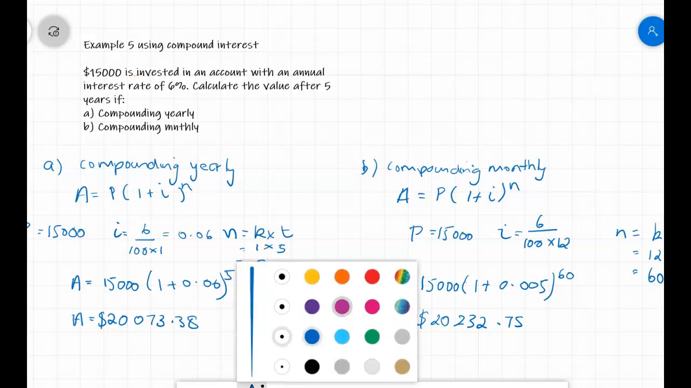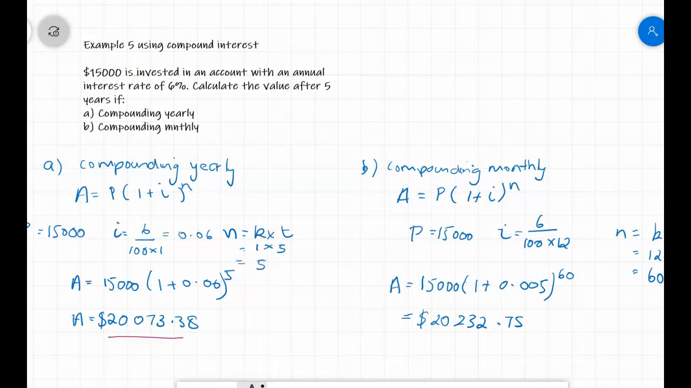So if I just slide back, see if we can get both of them in the screen, you can see that here, there are my two answers. So putting it in monthly compounding interest gives me a greater return than if I put it in with annually compounded interest.